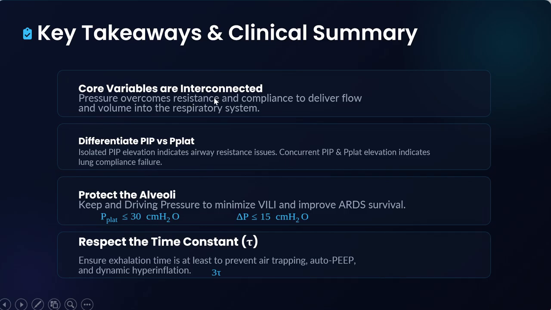Summary: the core variables are interconnected. The pressure overcomes resistance and compliance to deliver the flow and the volume into the respiratory system. Look at the differential between the peak and the plateau. Isolated peak elevation indicates an airway resistance issue. Concurrent elevation of both peak and plateau indicates lung compliance failure.